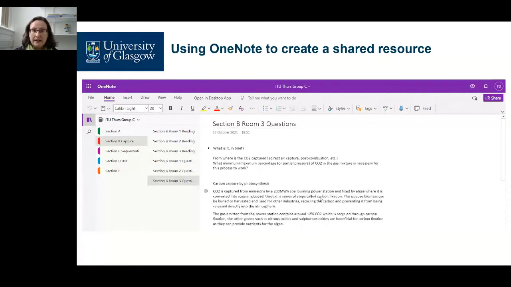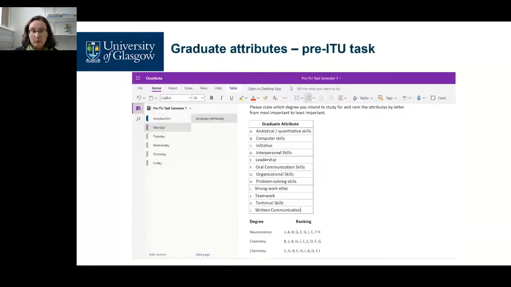So another change that we introduced was for the students to get to know how to use OneNote. We introduced a pre-ITU task, and that was to introduce them to graduate attributes. So I looked at a paper by Kondo and Fair, which listed 12 graduate attributes which were desirable to employers. I placed them in alphabetical order, and I asked the students to rate these skills according to how important they thought they would be to employers.